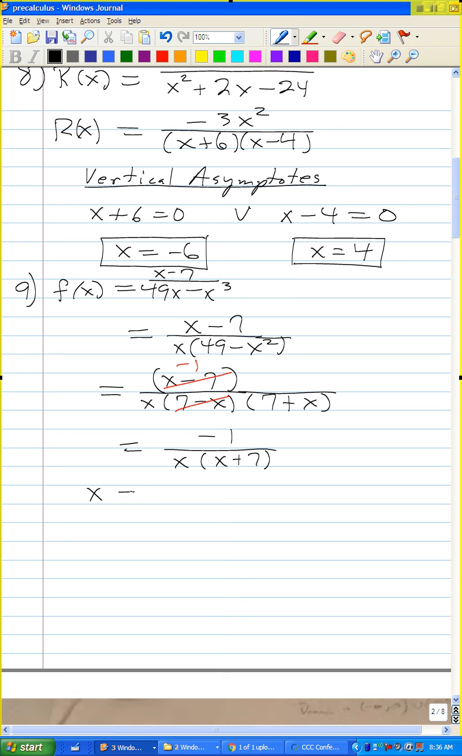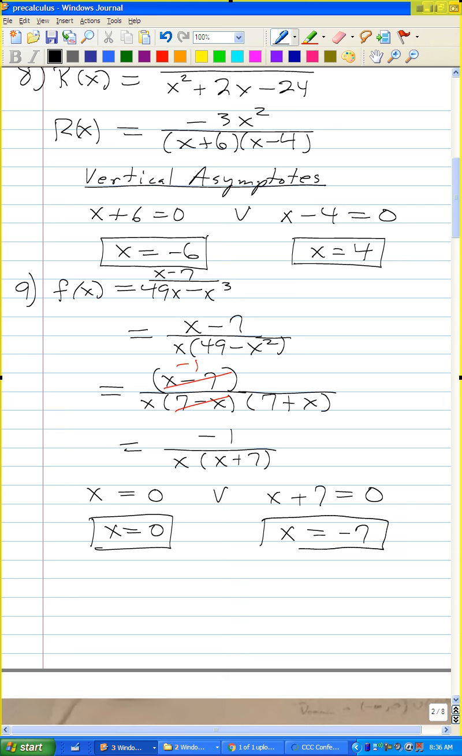So let's set each factor in the denominator to 0. So I get x equals 0 is one vertical asymptote, and x equals negative 7 is another vertical asymptote. So in this case, it has two vertical asymptotes, and that's it. It also has a missing point in the graph. It has a deleted point.